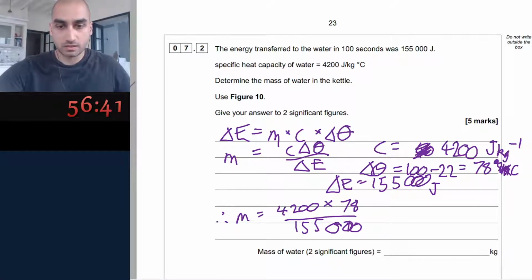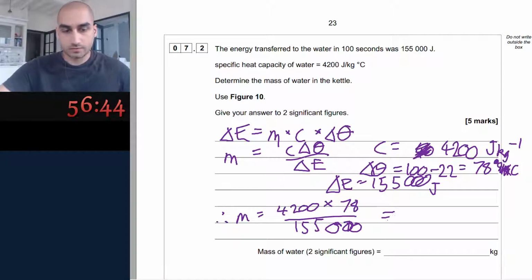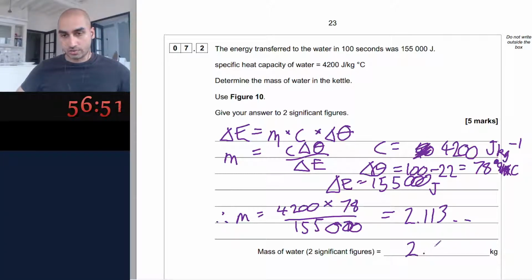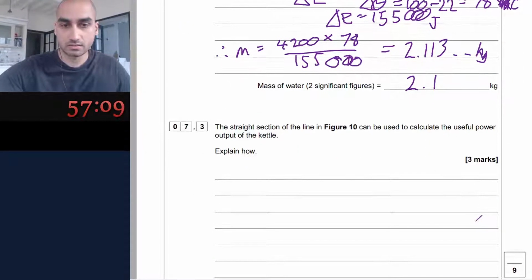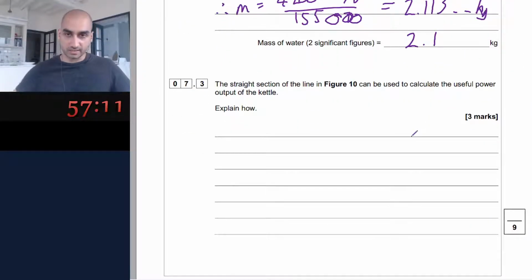Mass of water equals, okay, 2.113, so 2.1 kilograms. That sounds about right for a kettle. It's like 2 liters. Okay. The straight section of the line can be used to calculate the useful power output of the kettle.